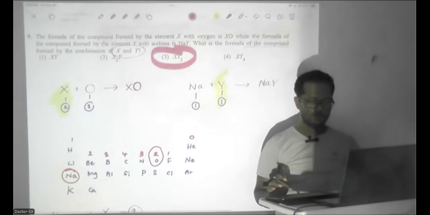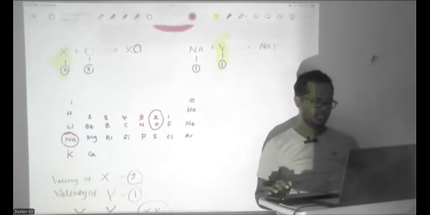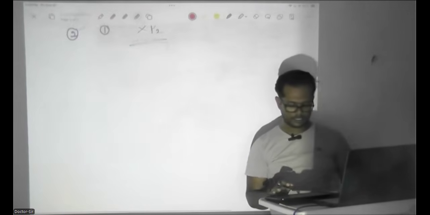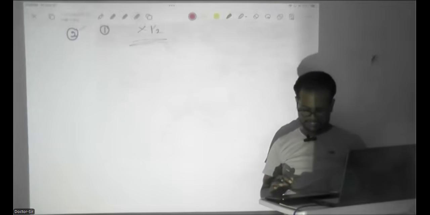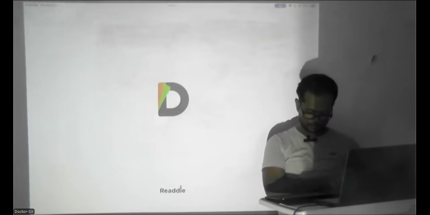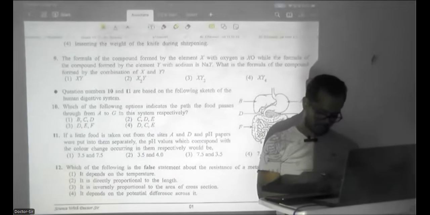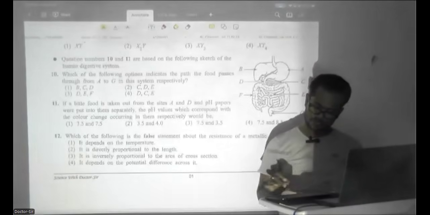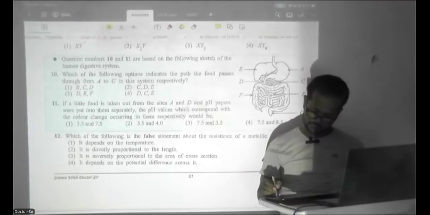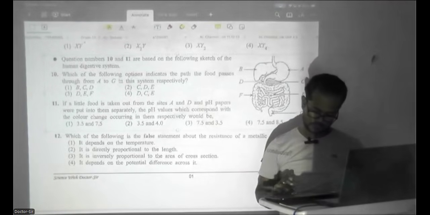Now we will finish question number 9. Then we will move on to question number 10. Please look at question number 10. What is the question here? Question number 10 is based on the image they have given here. So I will take 10 and 11 together.